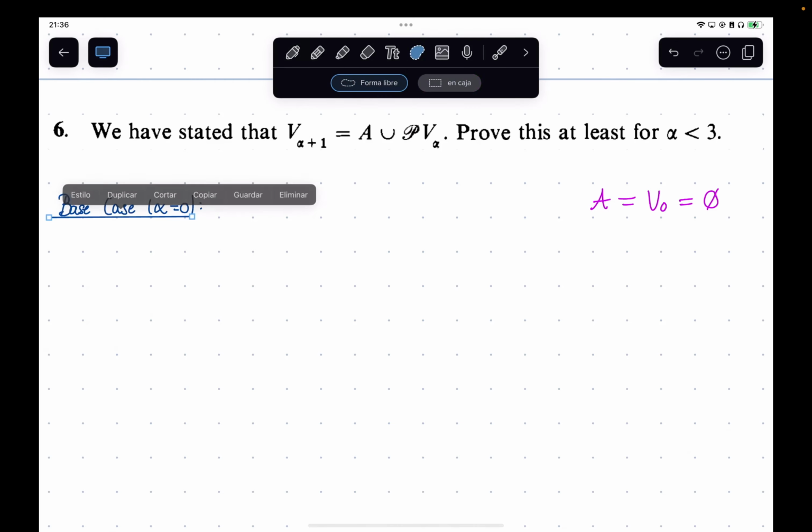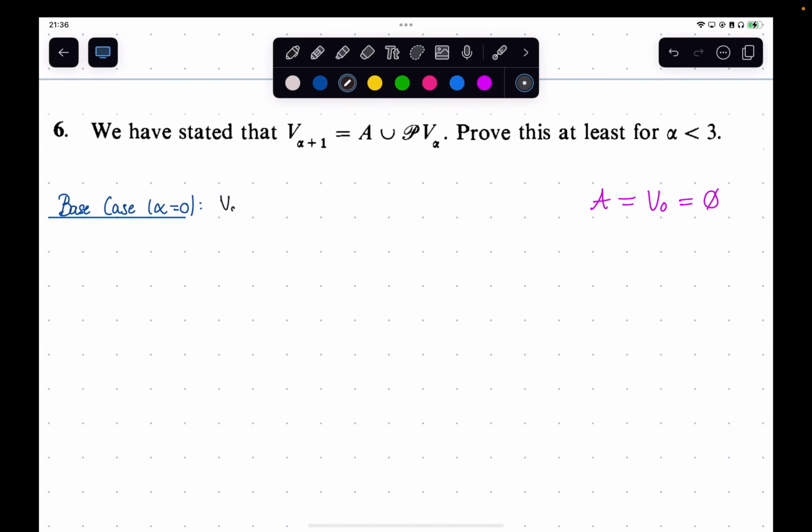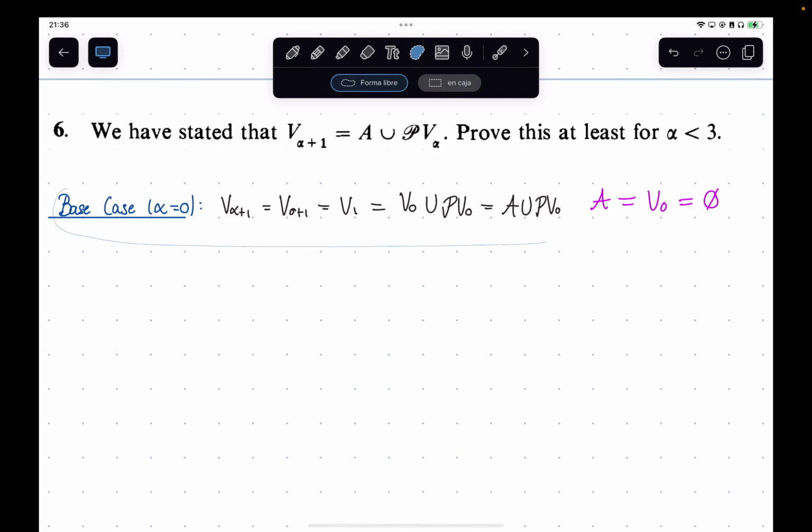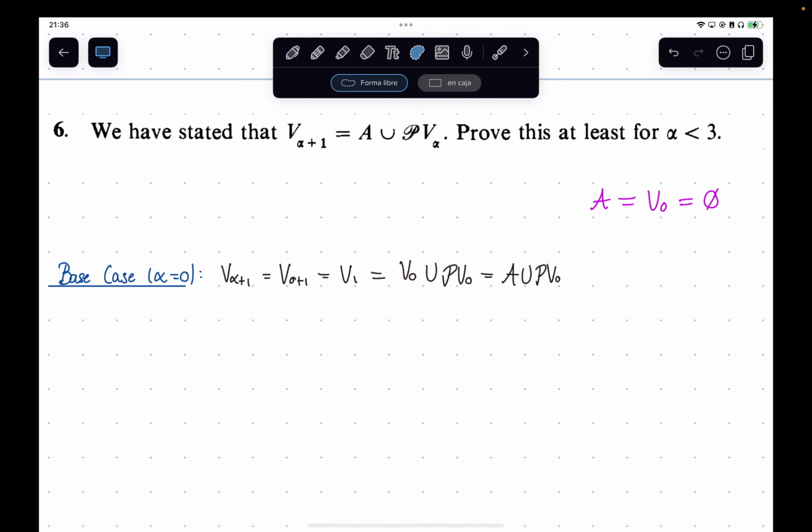So let's see, is this true? V sub alpha plus 1 is going to be V sub 0 plus 1, which is equal to V1, which, as was defined, is equal to V0 union the power set of V0, which is equal to A union power set of V0. So our base case checks out.